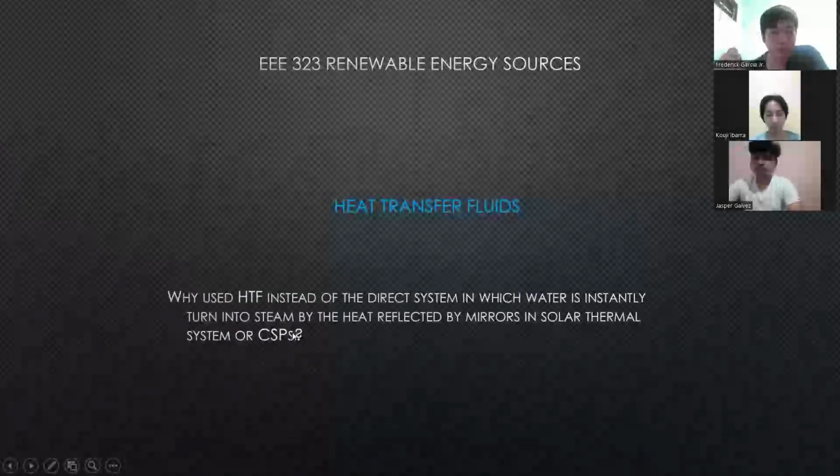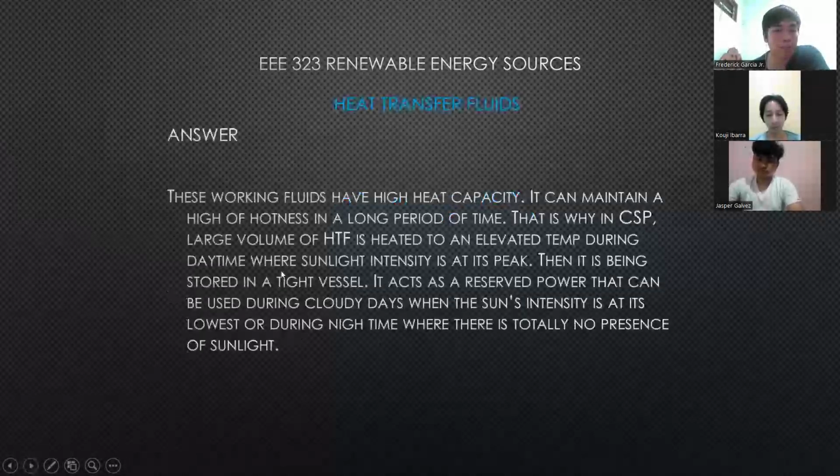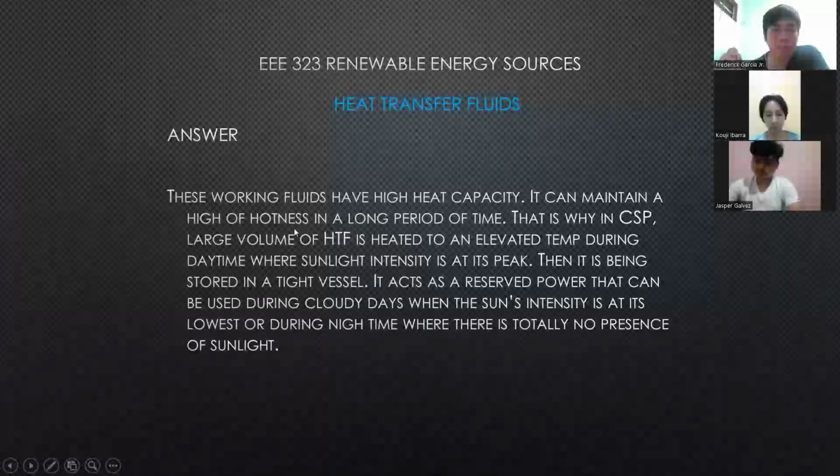Now, here is another point I was talking about. Why use HTF instead of a direct system in which water is instantly turned into steam? Now, these working fluids have high heat capacity, as I was saying before. They can maintain a high amount of hotness for a long period of time.